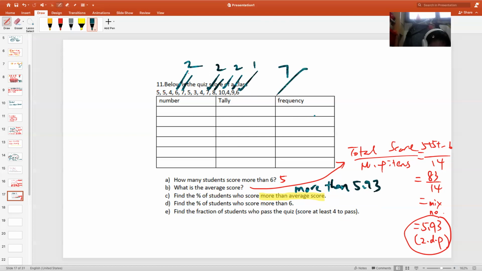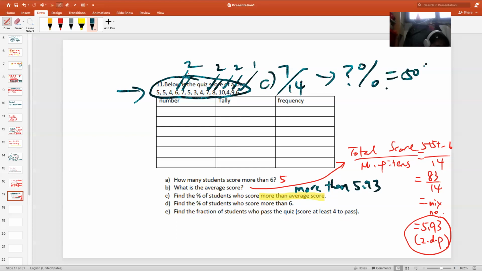So 7 out of how many? 7 out of how many is more than 5.93? 14. Yes. So this is the fraction. So how do you change the fraction to percentage? Times 100%. Very good. I leave it to you. This is part C. So the answer is 50%.